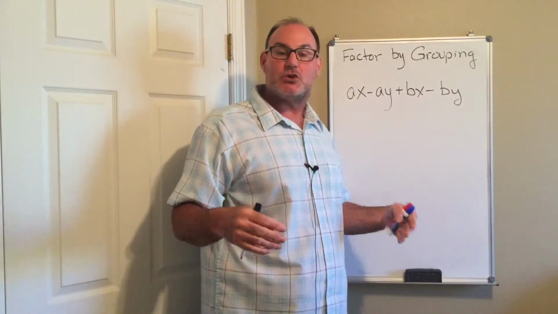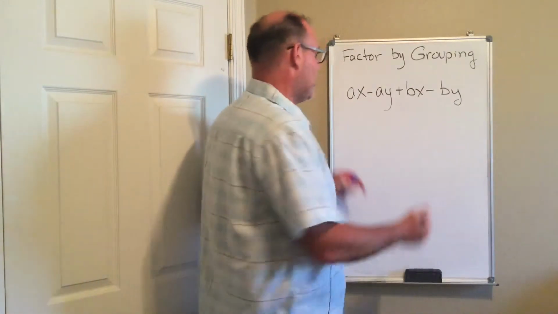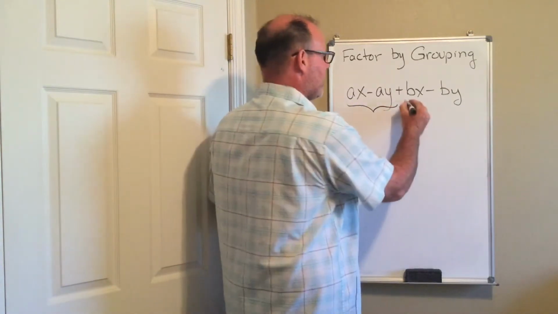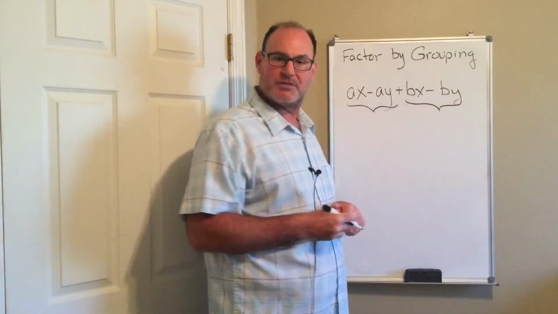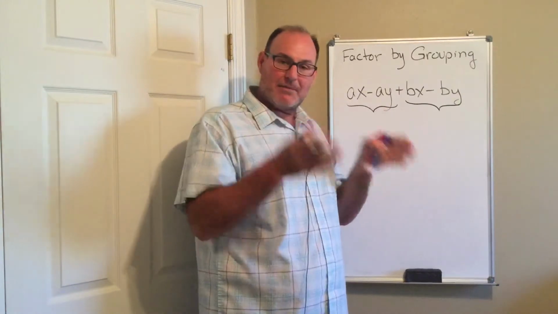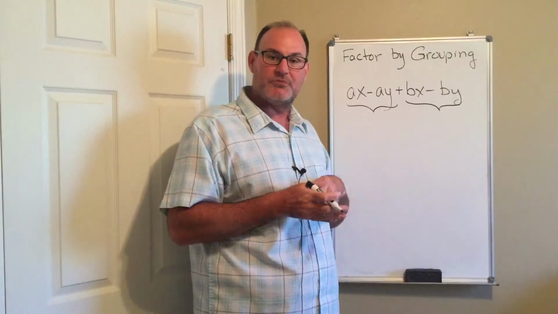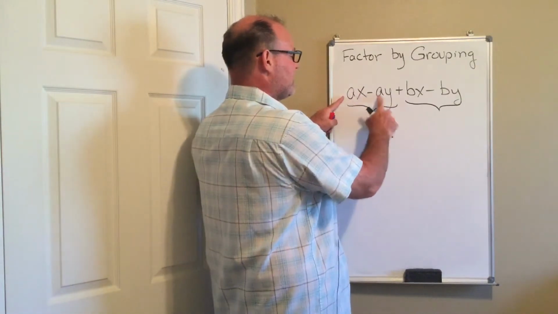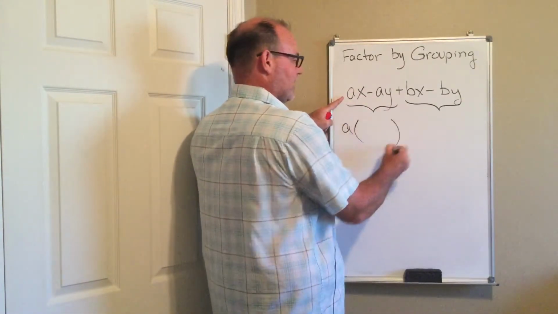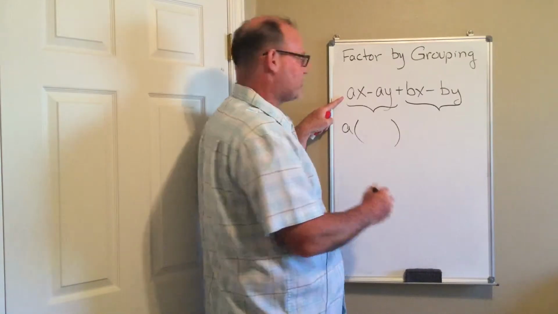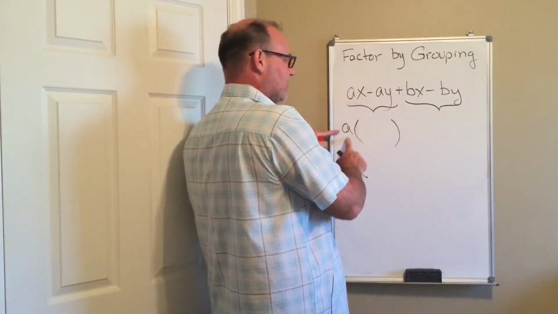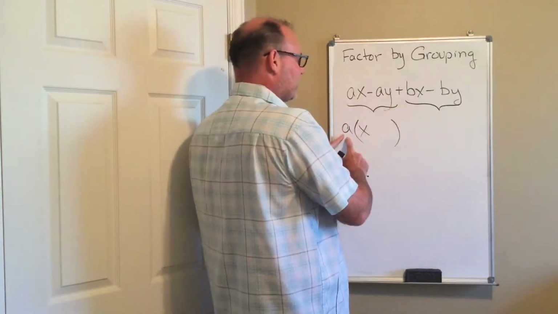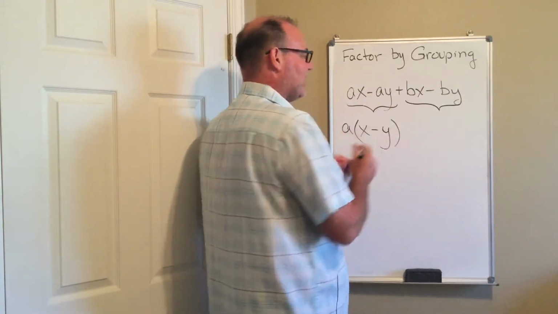So there is no common factor. So what I'm going to do is I'm going to practice grouping. What grouping means is I am going to group the first 2 terms together, and I'm going to group the second 2 terms together. And just limiting my scope to those pairs of terms, I'm going to see what do they have in common. From the first 2 terms, you see that they have an A in common. And when I factor the A out of the first 2 terms, AX, when I factor out A, I have X left over. Negative AY, when I factor out A, I have a minus Y left over.